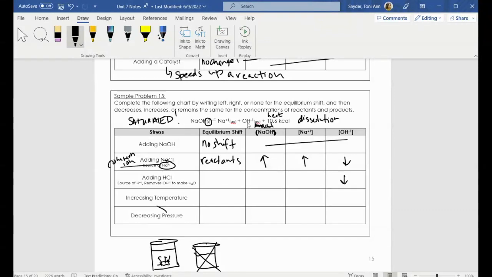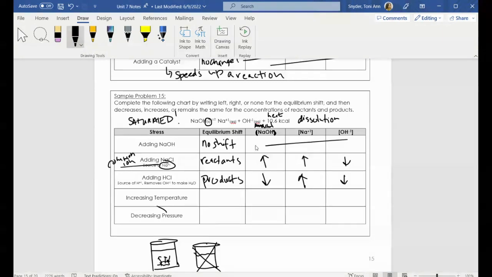If I'm decreasing my concentration of hydroxide, I can't precipitate as much sodium hydroxide from this. And as a result, my sodium ions can't react with anything, so that concentration will increase. If I take some hydroxide away, I'm going to have a shift towards the products. More sodium hydroxide is going to dissociate and try to make more hydroxide to make up for that loss. So in this case, I'd have a shift toward the products.